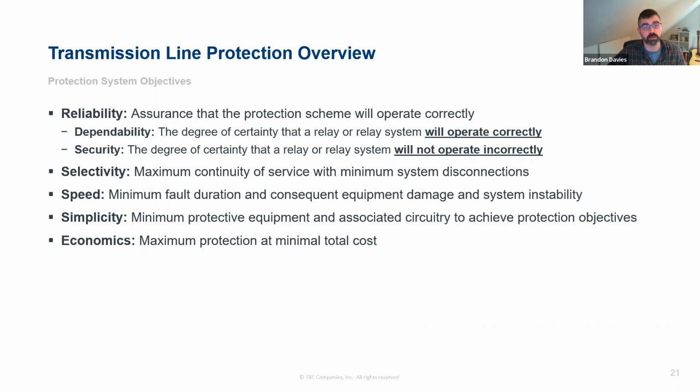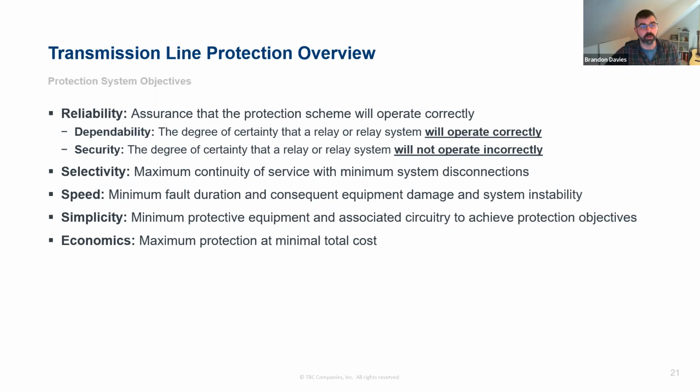So the first one is reliability, and it's the assurance that a protection scheme will operate correctly. Now that's broken into two pieces that have opposite priorities. So dependability is the degree of certainty a relay system will operate correctly, and security is the degree of certainty that a relay or system with relays will not operate incorrectly. So in a way, it's saying the same thing. We want the relay to work properly. But generally, when we're talking about a protection element, we can kind of define some limits of security limits and dependability limits.